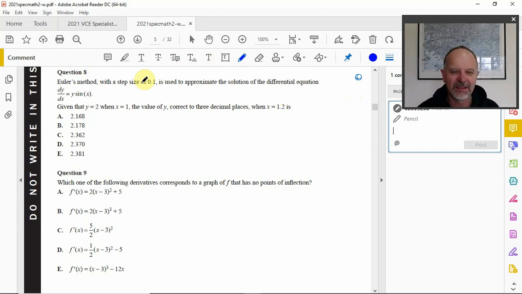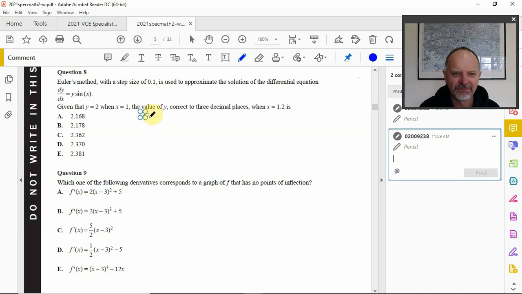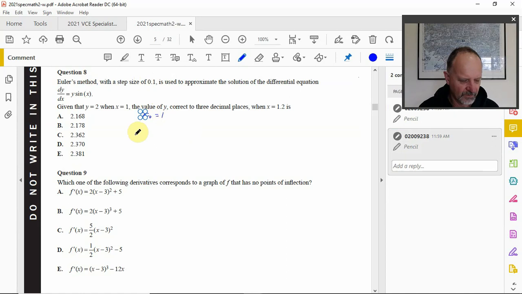Now, Euler's method is on the formula sheet on page 4 in the calculus section. So let's have a look. So x0 is 1. So x1, because we're using a step size of 0.1, is 1 plus that, so 1.1. Then x2 would be 1.2, and that's as far as we want to go because x is 1.2. So the y then. So y0 is 2.